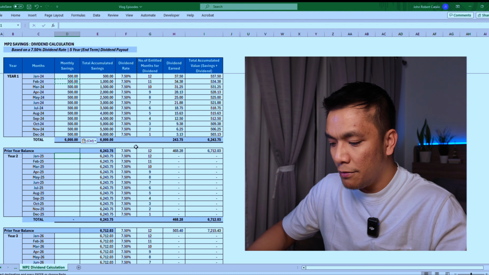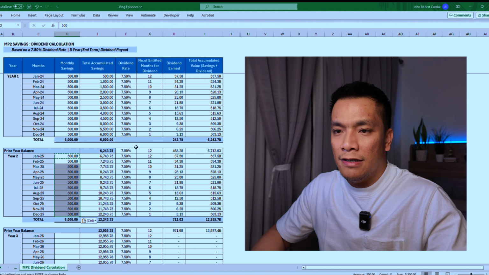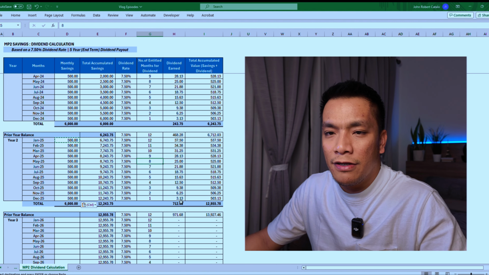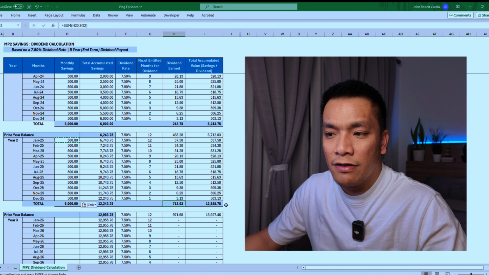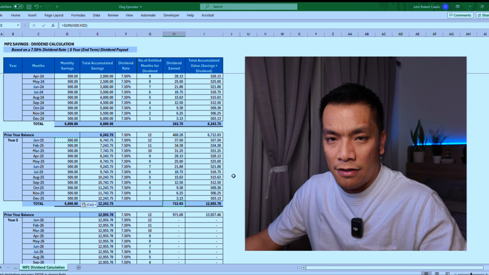Plus, syempre, tuloy-tuloy yung paghulog natin ng 500 pesos every month. So, kikita din yan ng dividend separately every contribution. So, ang total dividend earned mo sa year 2 ay 712.03. And ito naman yung kanyang accumulated value, which is the total savings mo plus yung iyong dividend earned.